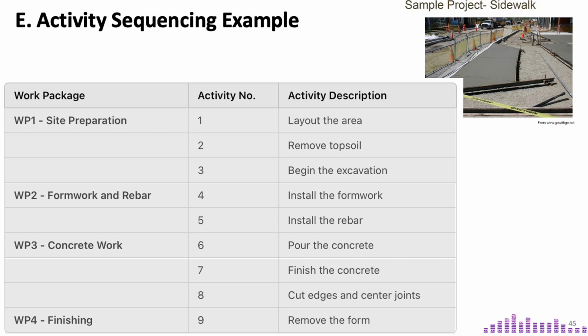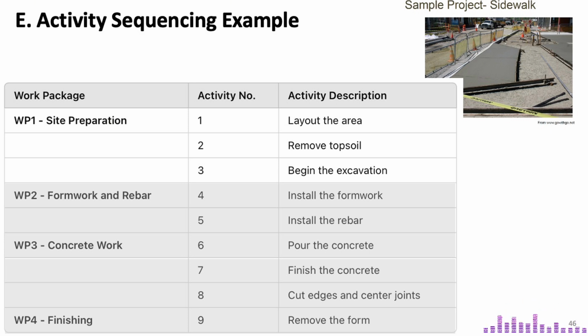1, site preparation, 2, formwork and rebar, 3, concrete work, and 4, finishing. Each work package consists of several activities. For example, the first work package, site preparation, involves 3 tasks: laying out the area, removing the topsoil, and excavation. We'll go over the details of these activities shortly. Similarly, we need to complete other tasks to finish the remaining 3 work packages.